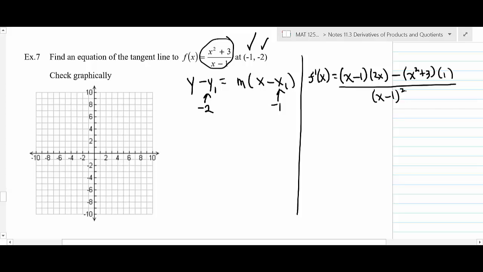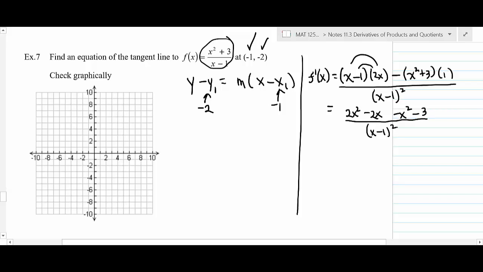Then this one, just multiply the numerator out, so that's going to be 2x squared minus 2x. What's this minus going to do? I keep asking because that's where students mess up all the time. Minus x squared minus 3. Very good. Be careful with that. Okay, all right.